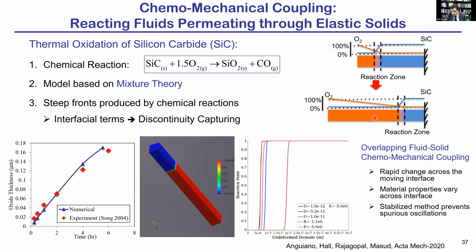As the oxygen moves further, this length becomes larger. It becomes less difficult for oxygen to permeate through, and the rate of reaction drops. And this is what we capture through our numerical simulation. The solid line is the numerically computed results, and the dots are the experimental results.